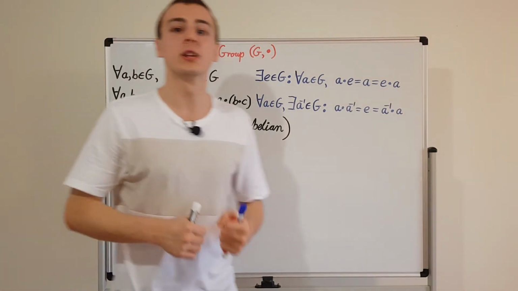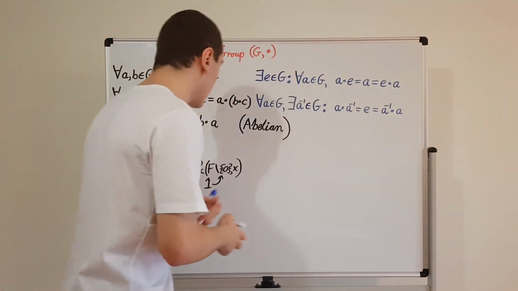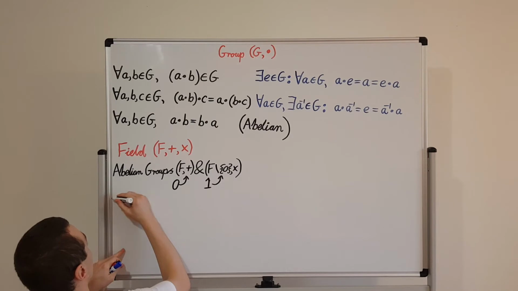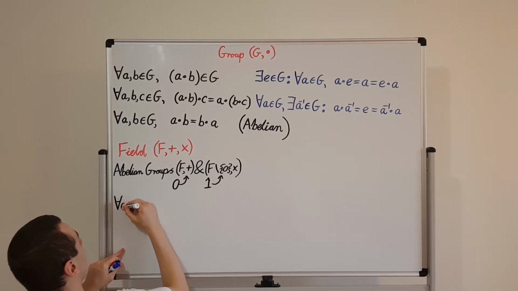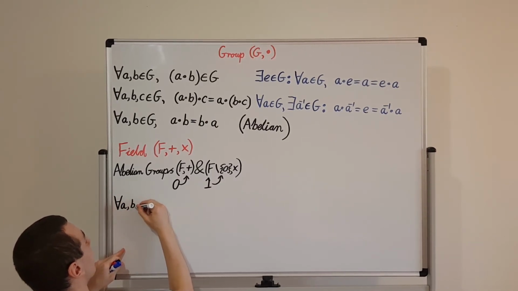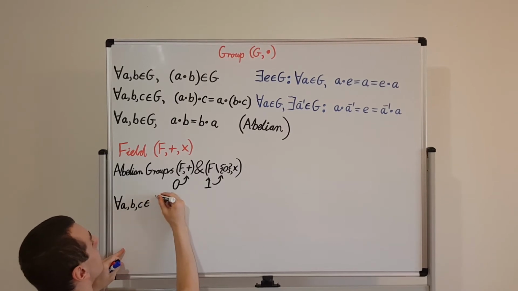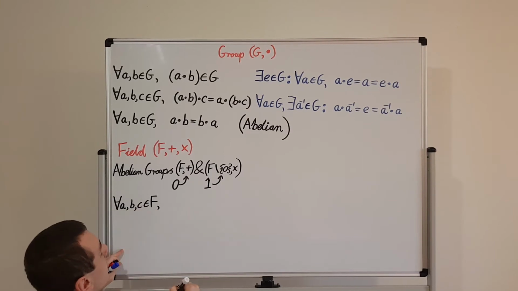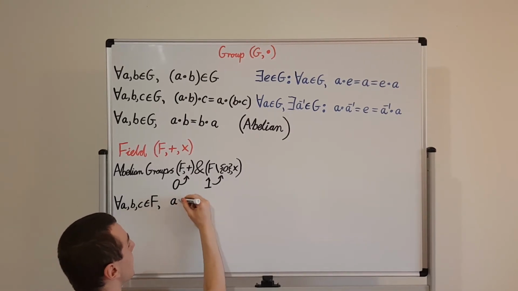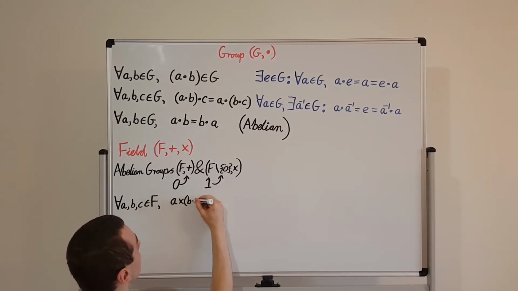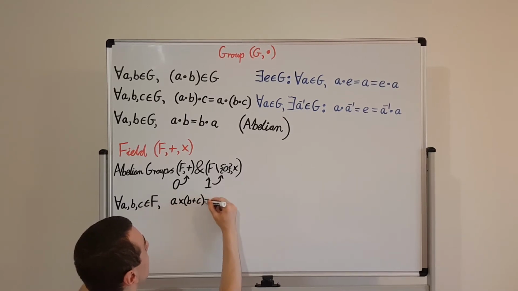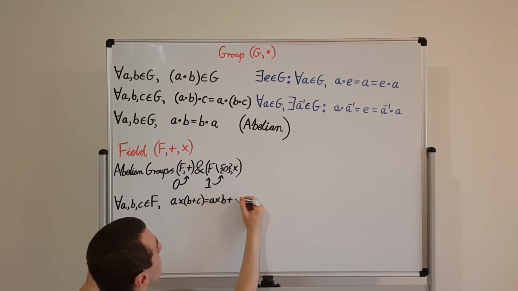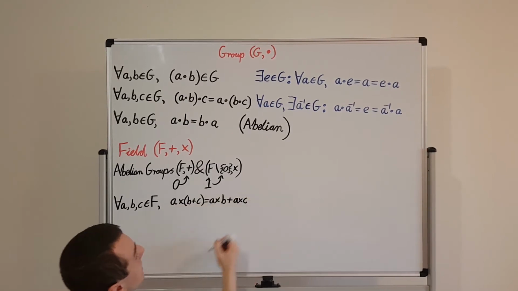And that property is called distributivity. I'll write down the property for distributivity. So what we want is for all A's, B's, and C's that are elements of the field, now we're talking about this field, we want some properties to hold. We want, if we take A times B plus C, we want that to be the same as A times B plus A times C.